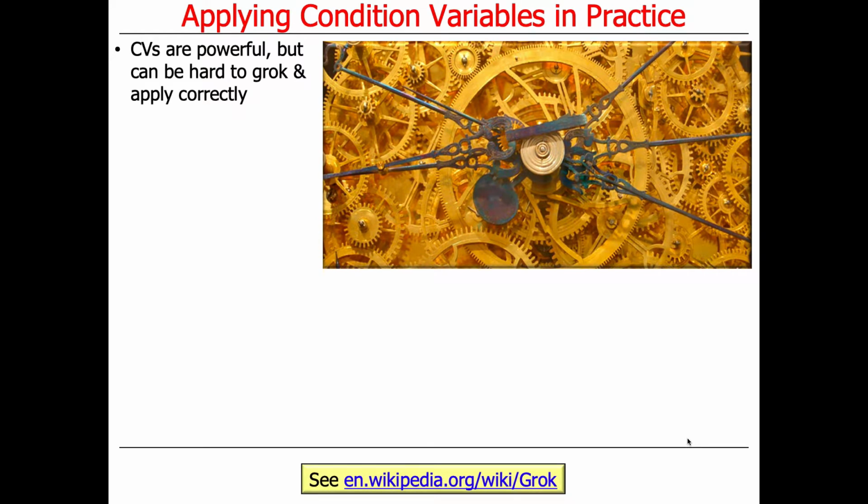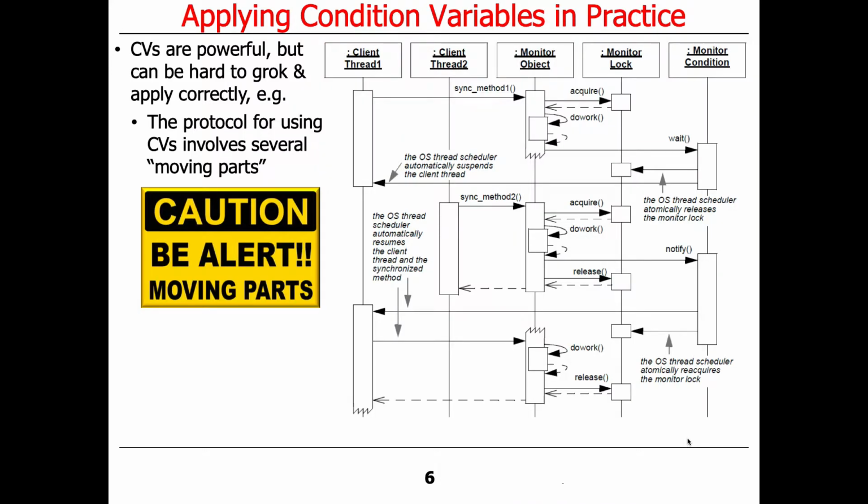So condition variables are very powerful, but they're also a bit hard to understand and a bit hard to apply correctly. And so for that reason, we typically hide them. Why they're complex is because they have all these moving parts. And here's a sequence diagram that illustrates two threads accessing a condition variable in the context of a monitor object.